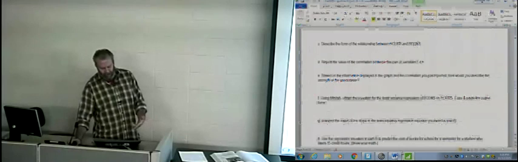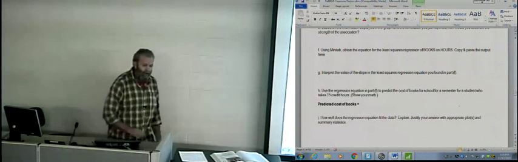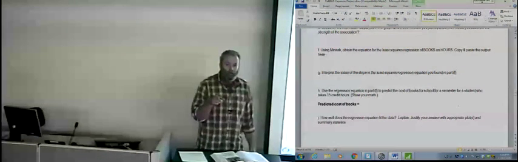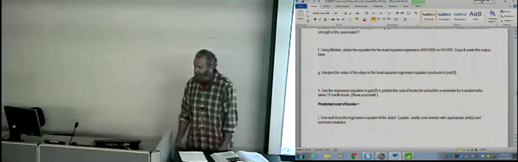Use the regression line or equation in part F to predict the cost of books for school for a semester for a student who takes 15 credit hours. Plug 15 in for credit hours. You'll get a cost, right? You'll plug 15 in there.